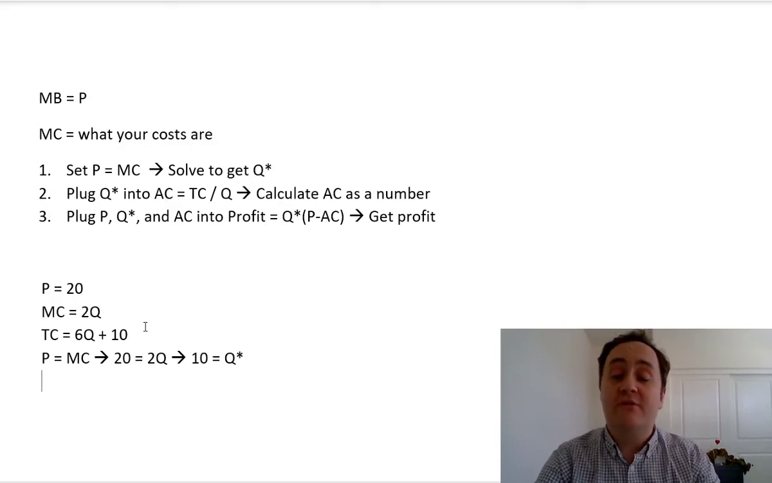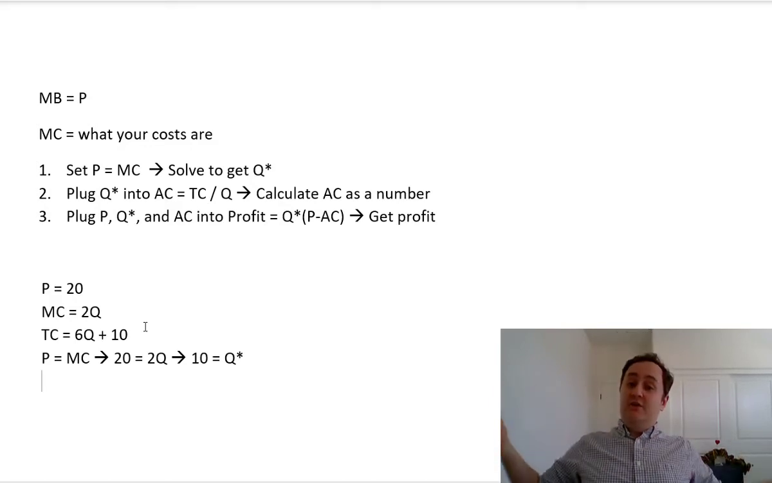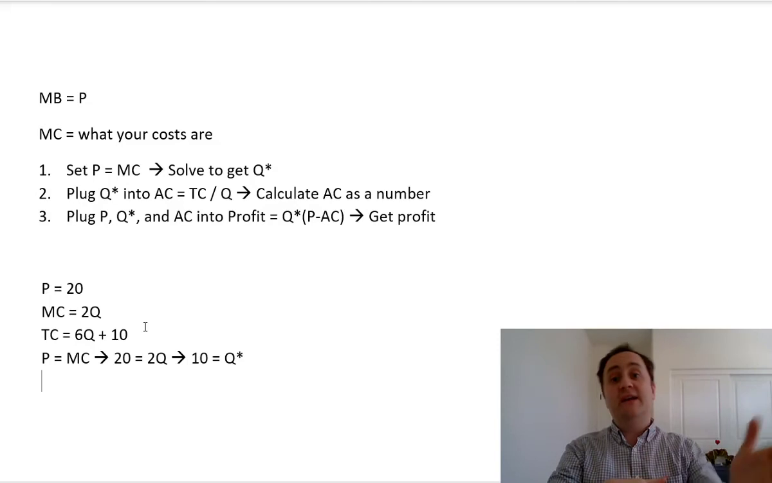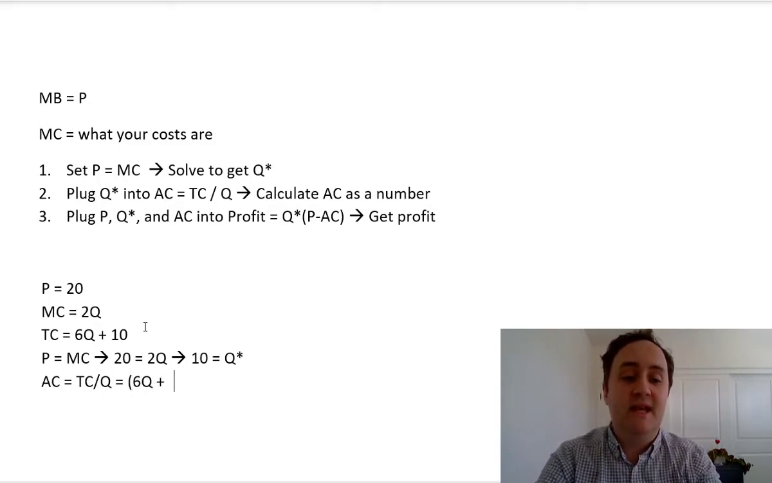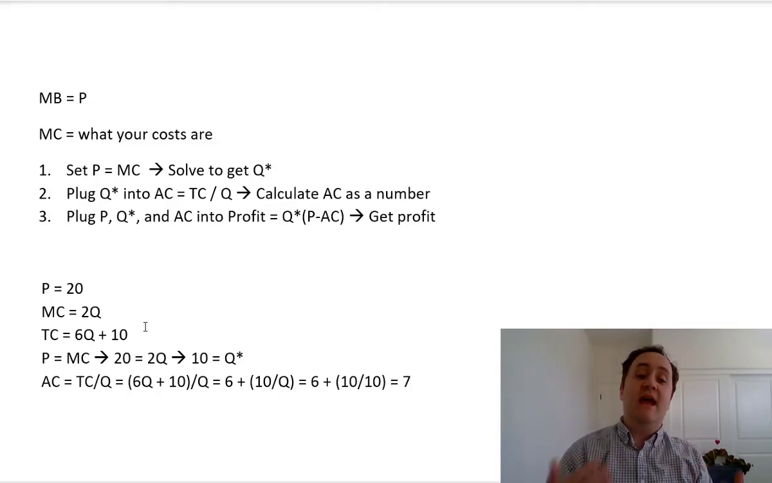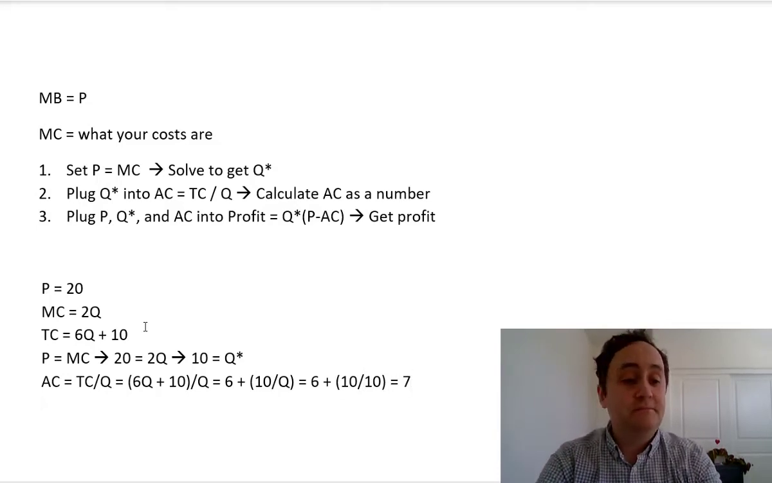Step 2, we'll plug that into our average cost function. We don't have an average cost function, but we can get one by just taking total cost and dividing it by Q. So average cost is total cost divided by Q, which is, don't forget to put everything in parentheses, (6Q plus 10) over Q, which is 6Q over Q becomes 6, and 10 over Q stays 10 over Q. Then we can plug in our 10, so we get 6 plus 10 over 10, or 6 plus 1, which is 7. So our average cost is 7. On average, we pay 7 to make these units.